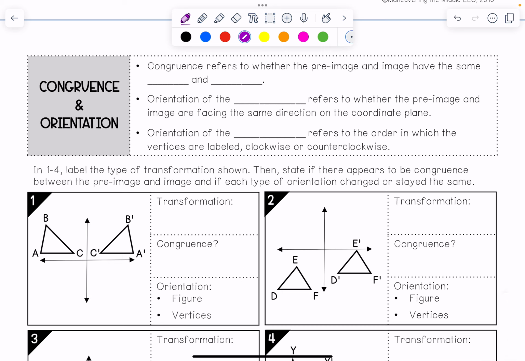When we have transformations, sometimes our figures remain congruent, and sometimes they don't. Congruence refers to whether the pre-image and image have the same size and shape. We're also going to look at the orientation of the figure, which refers to whether the pre-image and image are facing the same direction on the coordinate plane. The orientation of the vertices refers to the order in which the vertices are labeled, like clockwise or counterclockwise.